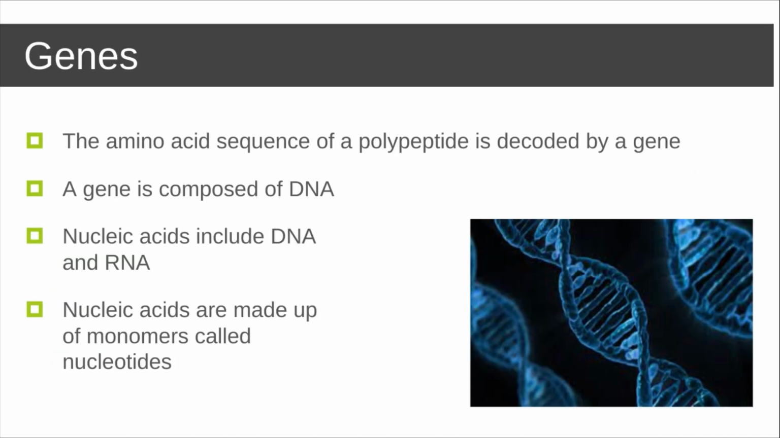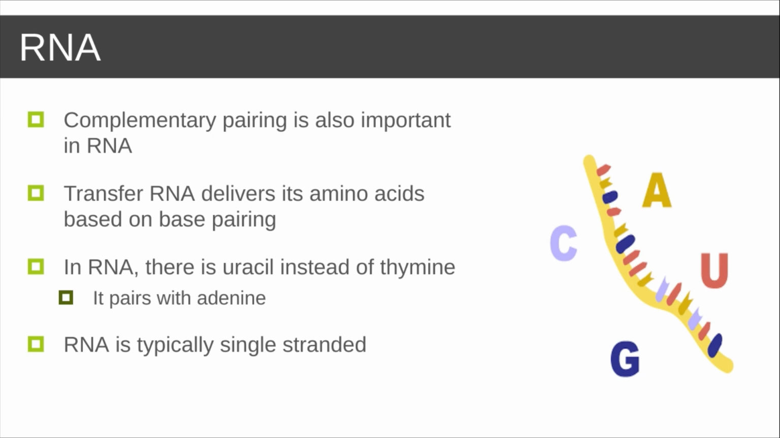Next, let's talk about nucleic acids and genes specifically. The amino acid sequence of a polypeptide is decoded by a gene. A gene essentially directs how the amino acid sequence of a polypeptide should look. And a gene is composed of DNA. But nucleic acids include DNA and RNA. Nucleic acids are made up of monomers called nucleotides, so that's their monomers, just like proteins had amino acids and carbohydrates had monosaccharides.